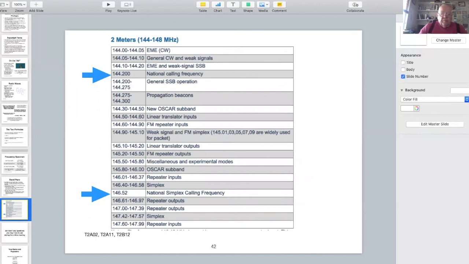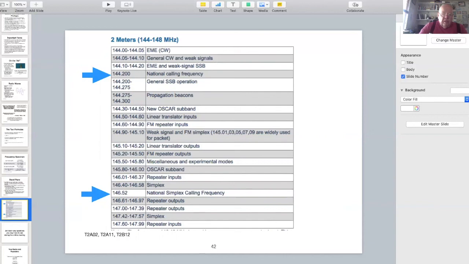This is a segment of the generally accepted band plan for the 2-meter band. You'll see the frequency slices set aside for moon bands, that's EME or Earth, Moon, Earth. For satellite communications, that's called the Oscar subband, OSCAR. For simplex operations, for repeater inputs and outputs. The 2 frequencies with the blue arrows are national calling frequencies. 144.2 megahertz is the single sideband calling frequency, and 146.52 megahertz is the FM calling frequency.